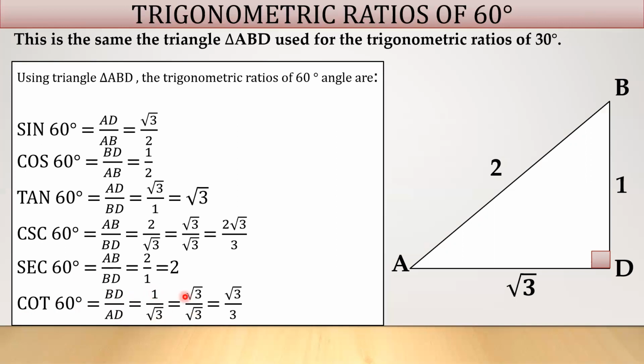Again, this is times. Let's rationalize. Let's multiply square root of 3 to the denominator and the numerator. 1 times the square root of 3 is equal to square root of 3, and square root of 3 times the square root of 3 is equal to 3. So for cotangent 60, we have square root of 3 over 3. So these are our trigonometric ratios for 60-degree angle.